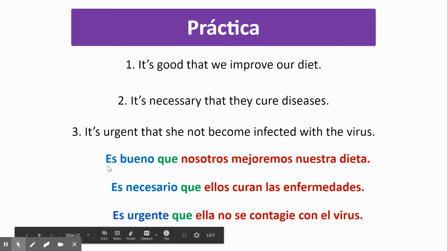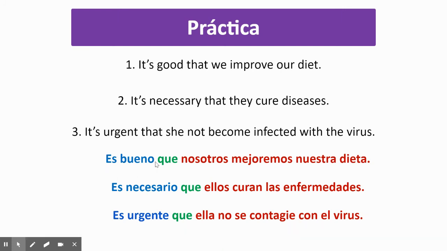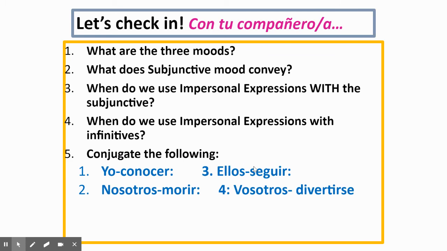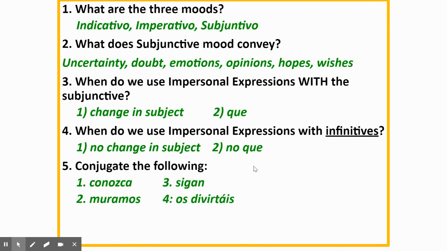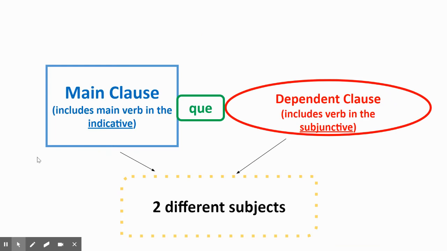Okay, so you have your opinion. It's good, it's necessary, it's urgent, followed by a que, then your new subject and the verb in the subjunctive. You have indicative mood and subjunctive mood all in the same sentence. It's going to take us a while to get used to it. I'm going to skip through here. You can feel free to go through these, but I want to finalize our lesson today, having us analyze again the shapes, our sentence dissection.